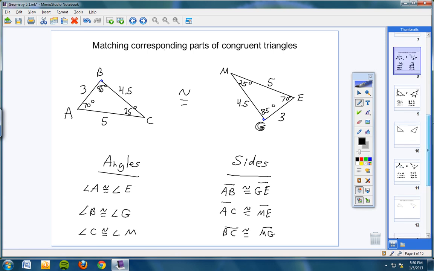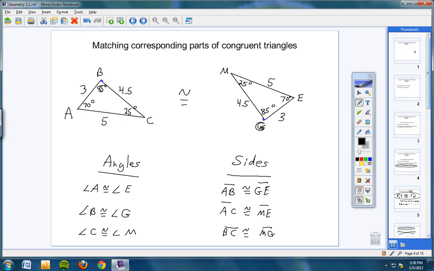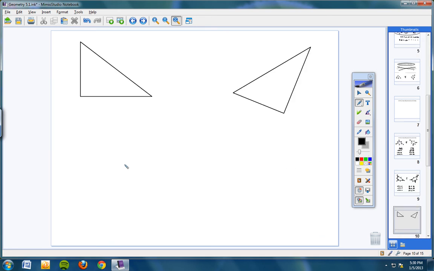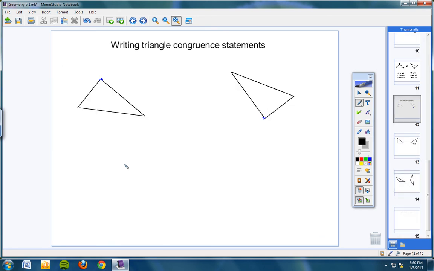All right, last thing. Let's zoom very quickly way up here, now flying up through here. I told you we were going to do 3 things today. We've already done this. We've talked about what congruent triangles mean. We've talked about this. How do you match up corresponding parts? And now we're going to go on to step 3 here, or part number 3. So let's go backwards. And there we go. Please copy this in your notes.